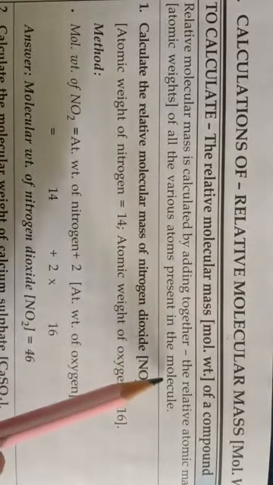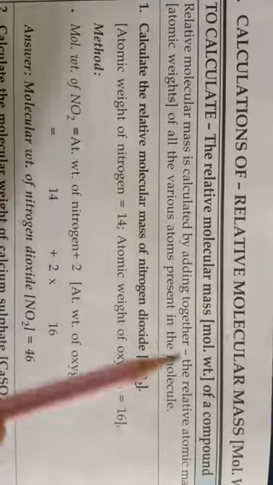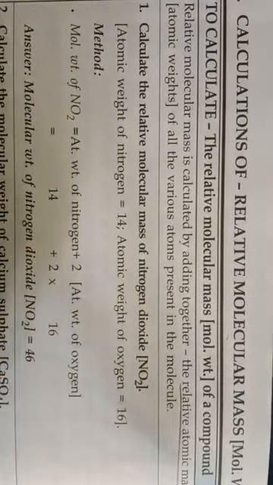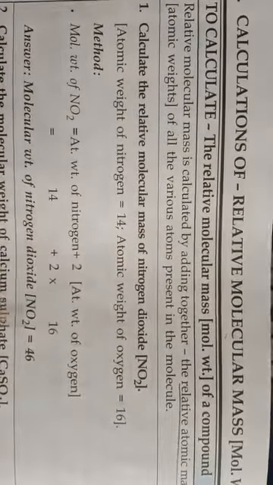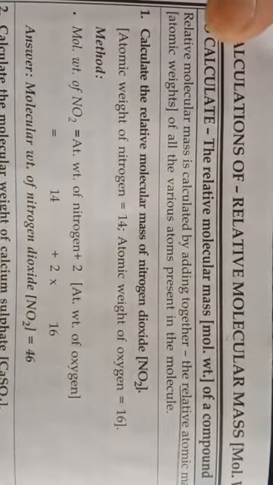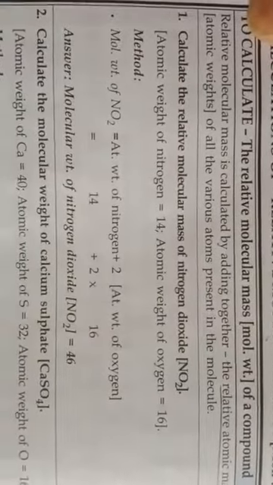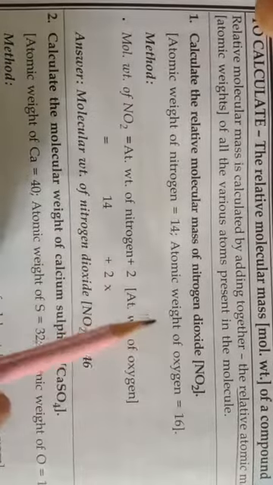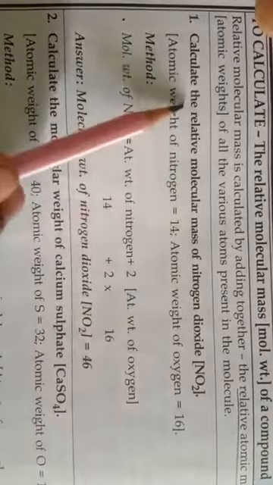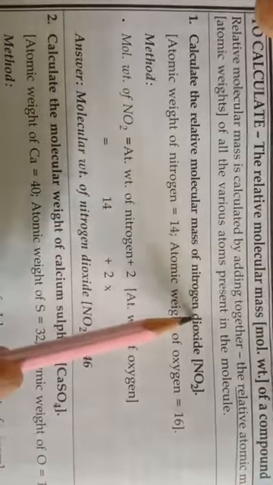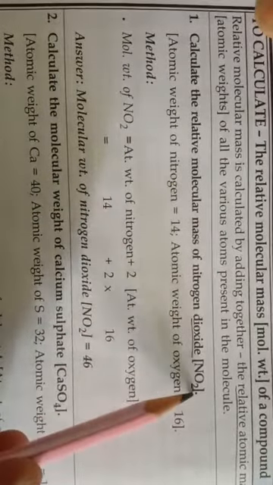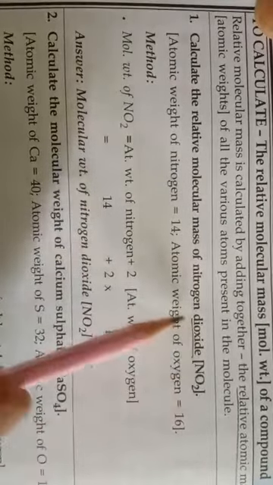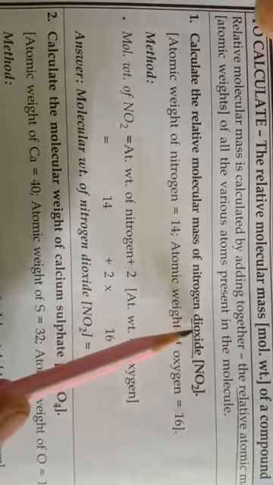First, the exact molecular formula of the substance, and second, the relative atomic masses of all the elements which are present in that molecule. Okay children, so a few examples are given here. So first we will discuss these examples. According to the first example, calculate the relative molecular mass of nitrogen dioxide. Nitrogen dioxide, the formula is NO2, 2 atoms of oxygen, so the di term is used here, dioxide.